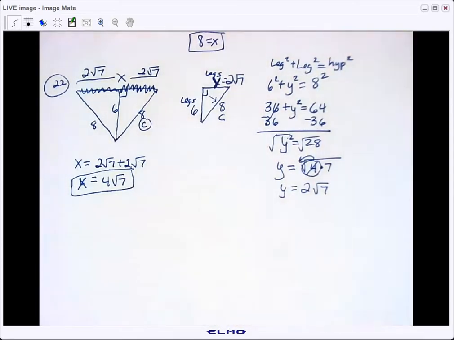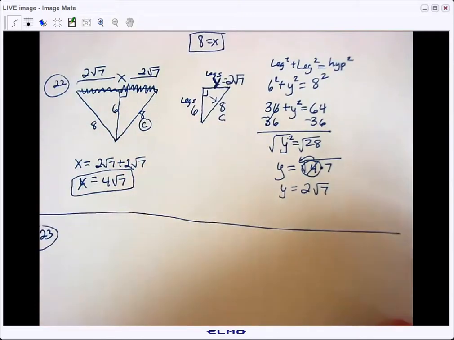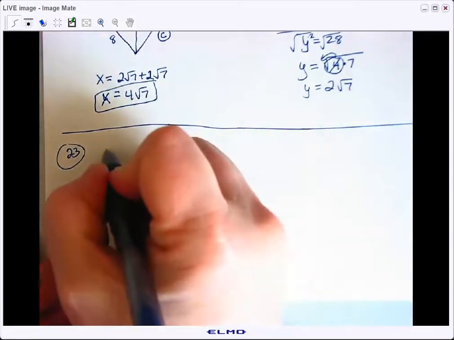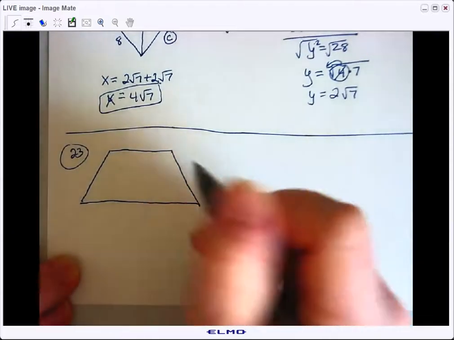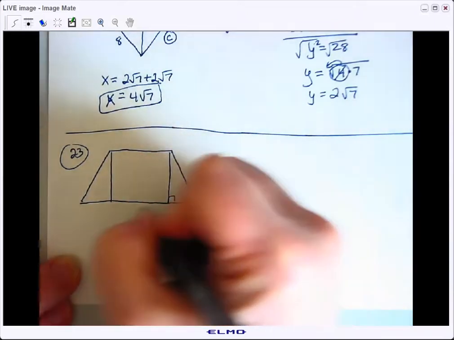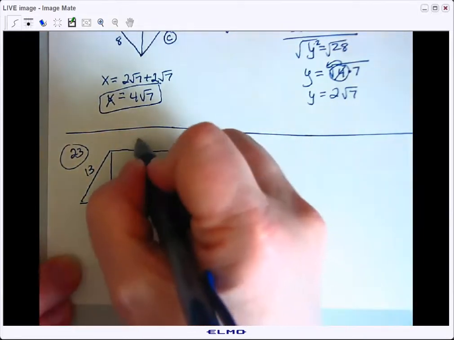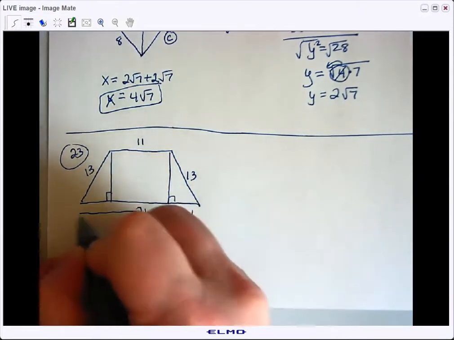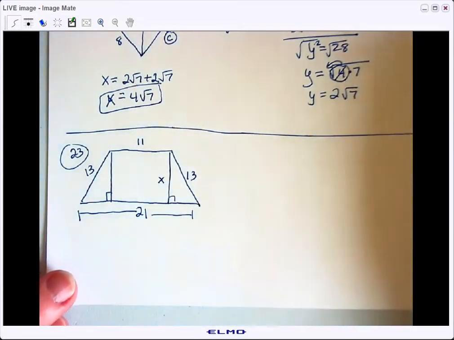Okay, so that was 22. 23. These are similar to the problem that we did in our notes. So go ahead and look back at your notes. Kind of our swing set problem, where the hypotenuse are 13. This is 11. This is 21. And we want to find x.